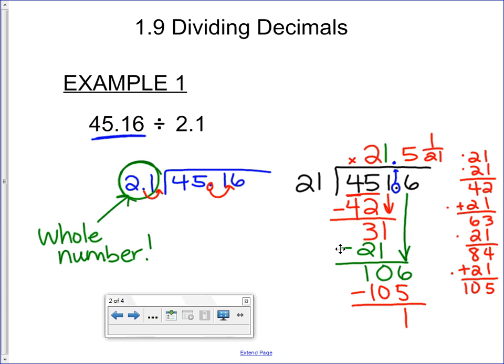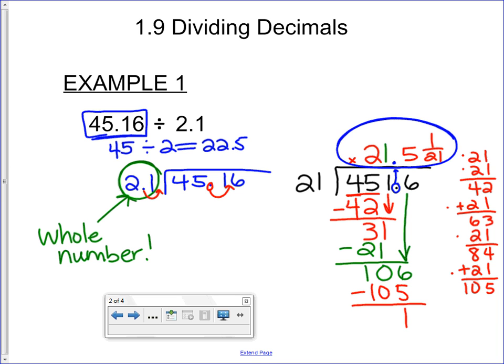Now, if we try to decide if this answer is reasonable, if we look at our original problem, 45.16, we can say that's right around 45. We can divide that by, let's see, 2.1. We can approximate that to be 2. Now on your calculator, if you do 45 divided by 2, you're going to get 22.5. And our answer is very close to that, 21.5 and 1 over 21. So this answer is correct and reasonable.